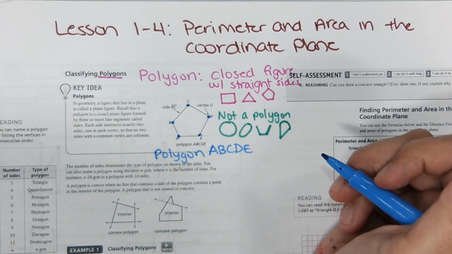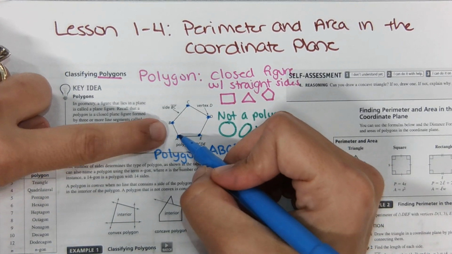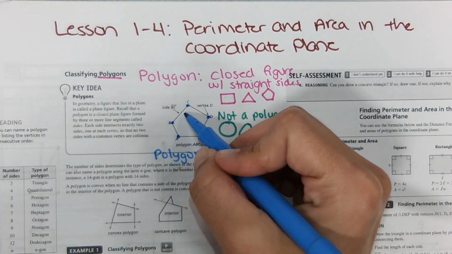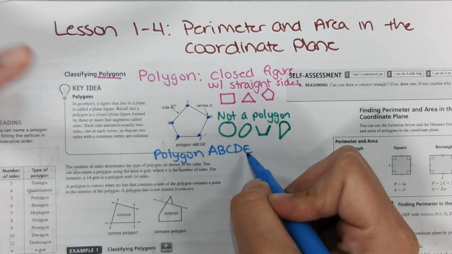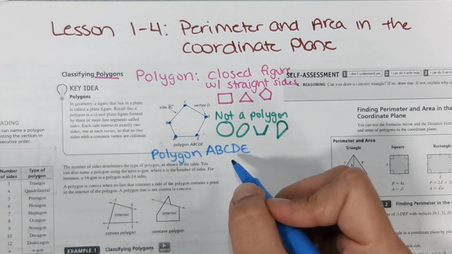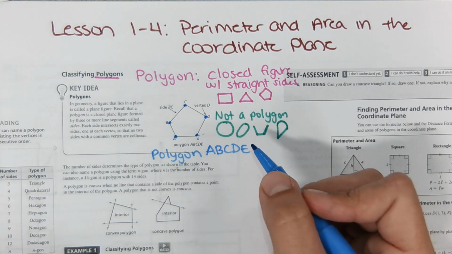Corners. Something else to note, just to make your life easier: the number of vertices or the number of corners is the same as the number of sides. So if you see this and it has 5 corners, then it also has 5 sides. So just looking at this without even drawing it, you know it's a pentagon because it has 5 corners.